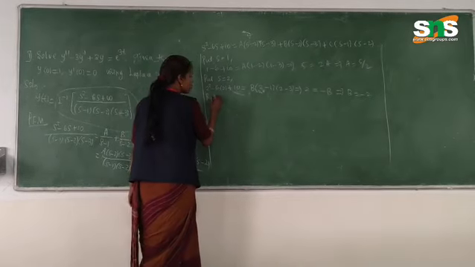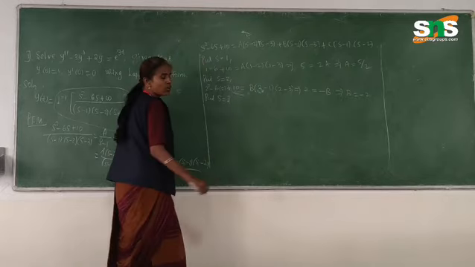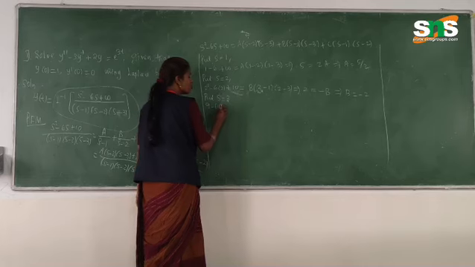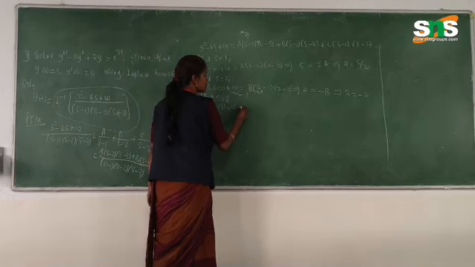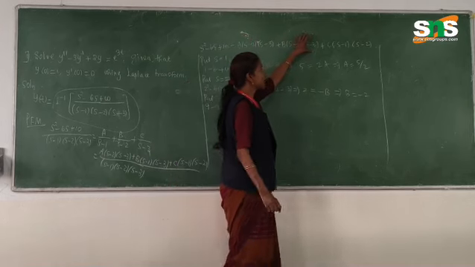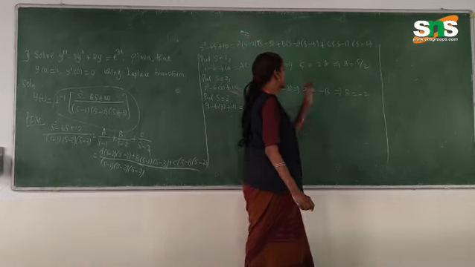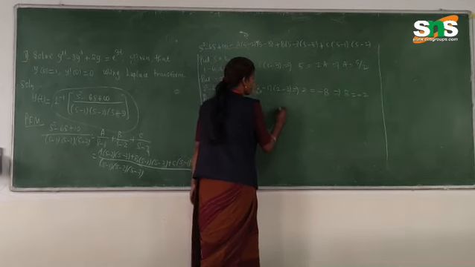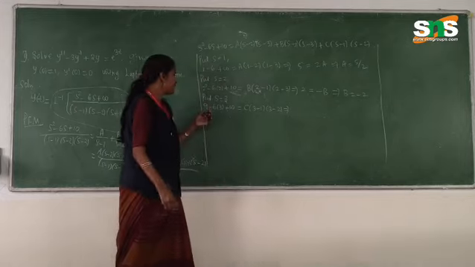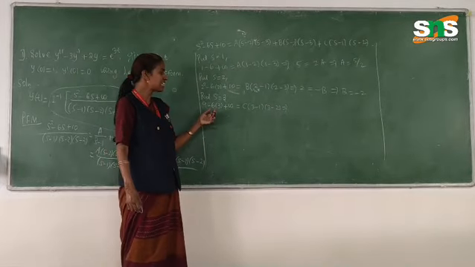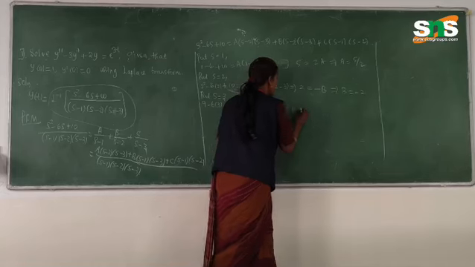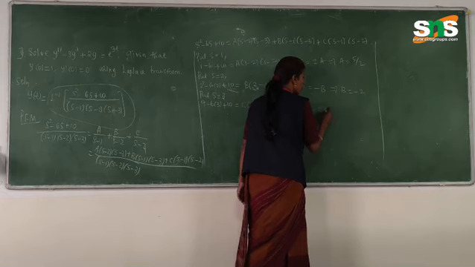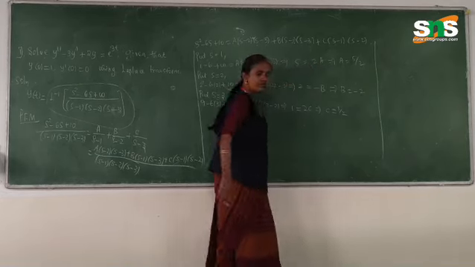And we need to find the third substitution, that is s is equal to 3. We substitute here: 9 minus 6 into 3 plus 10. The first and second terms are 0, and substitute in the third term: C into (3 minus 1)(3 minus 2). On the left, 9 plus 10 is 19, 19 minus 18 is 1. The right side term is 2 into 1, which is 2C. So the C value is 1 by 2.